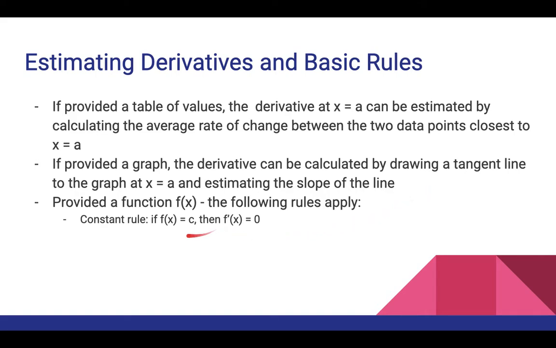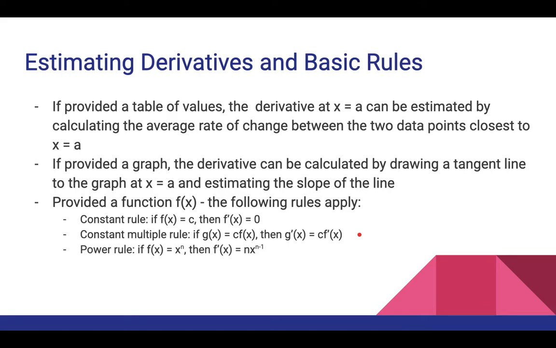Constant rule: if f of x equals c, then f prime of x equals 0. Again, the idea is that the derivative measures rate of change at a point, and with a constant function there is no change because it's constant. Constant multiple rule: if g of x equals c times f of x, then we can factor out the c, and the derivative of g is just c times the derivative of f. And lastly, we get to the power rule.